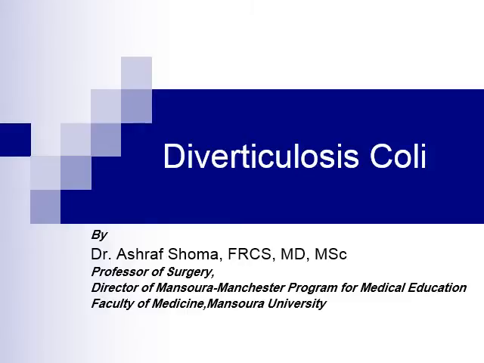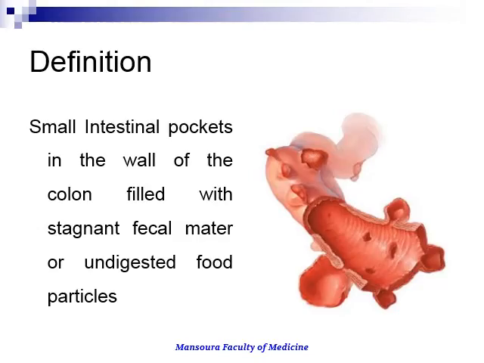So the disease is named diverticulosis coli, and from the name we can tell that this is a disease of diverticuli that arise from the colon. By definition, diverticulosis coli means small intestinal pockets in the wall of the colon filled with stagnant fecal matter of undigested food. As you see in the attached picture here, you can see a part of the wall of the colon, and through these parts you find small pockets, diverticuli. And these diverticuli communicate with the lumen of the colon.